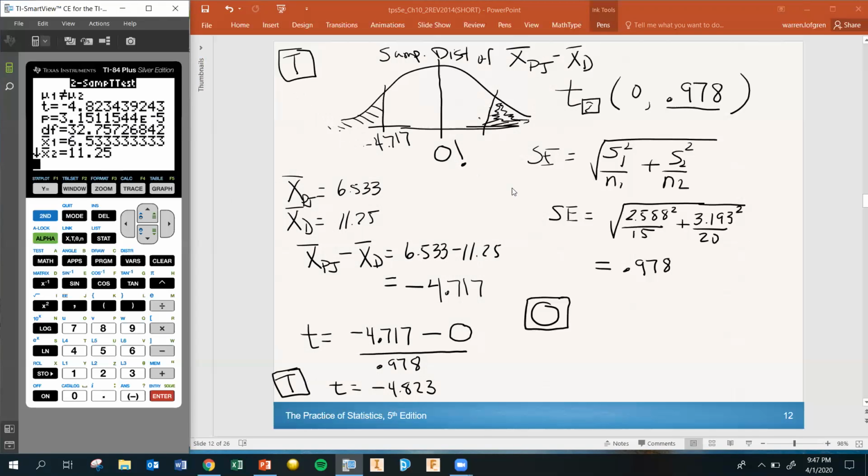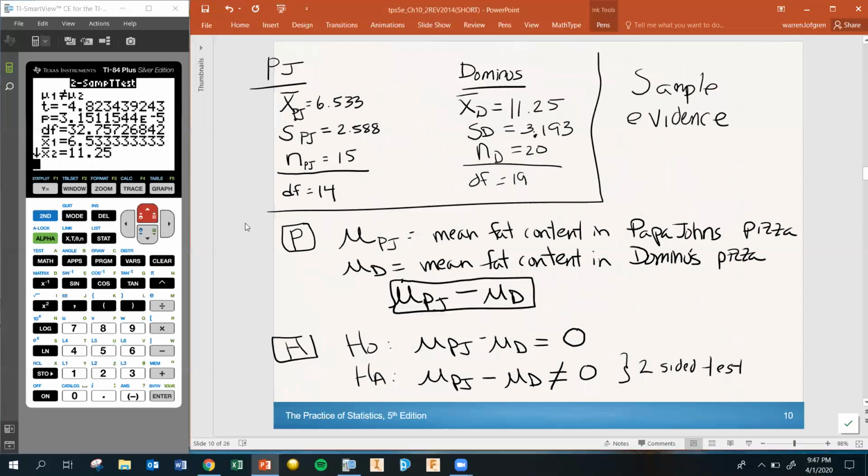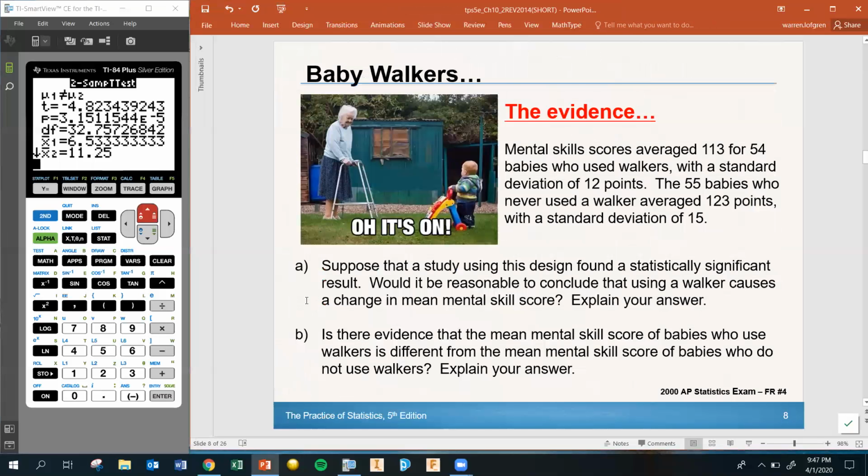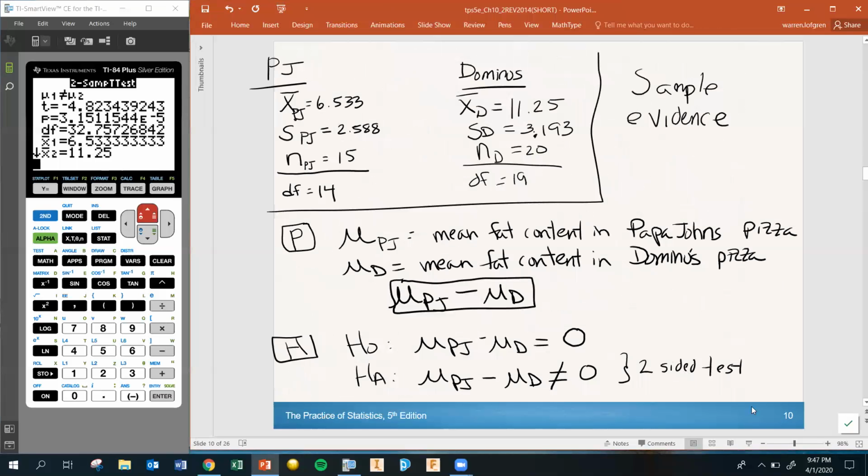Well, it's not doing the shortcut that we talked about before. Let me go back in the PowerPoint. The shortcut we had before said that when you have these two degrees of freedom from the samples, you just pick whichever one is smallest. So I would have picked 14 here. But the true degree of freedom, if you don't use the shortcut, is actually 32.7 something.